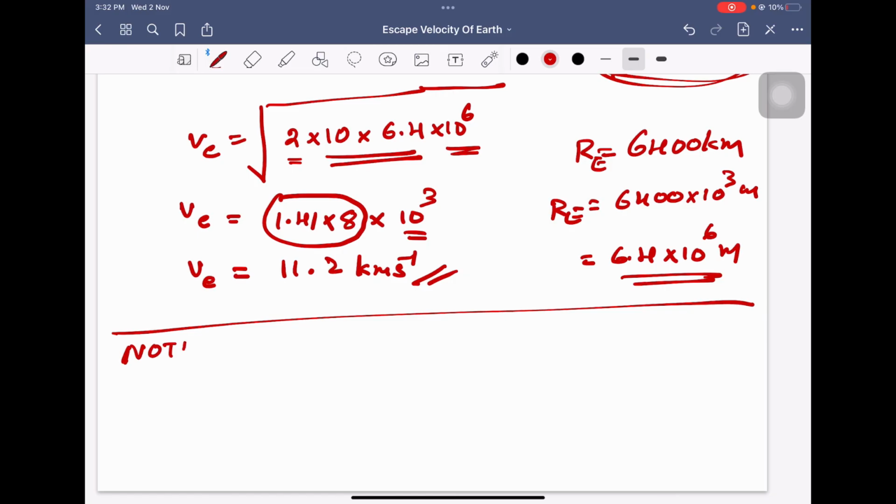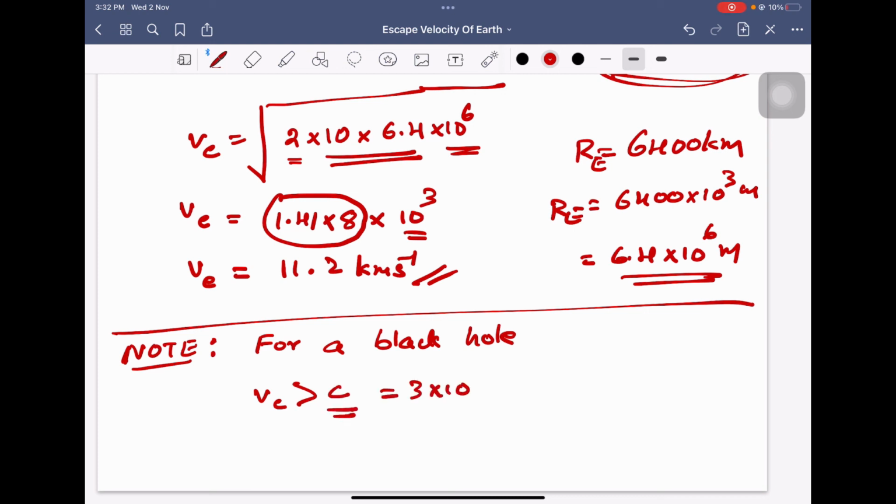There is one point that we have to remember. For a black hole, we know that if you shine light on a black hole, that black hole even swallows light. That means light cannot reflect back from that black hole. So the escape velocity of a black hole should be greater than the speed of light, that is 3 into 10 to the power 8 meter per second. The escape velocity of a black hole should be greater than 3 into 10 to the power 8 meter per second.